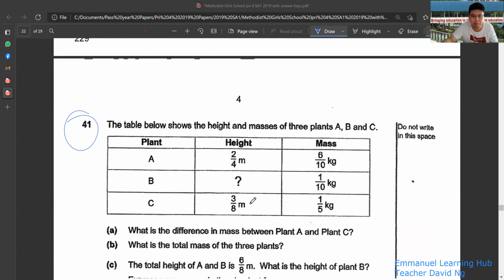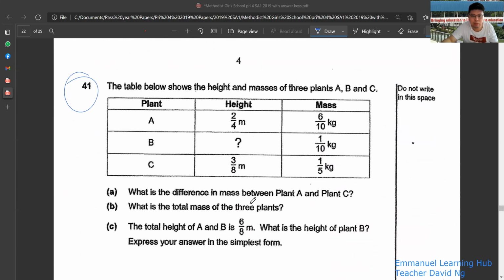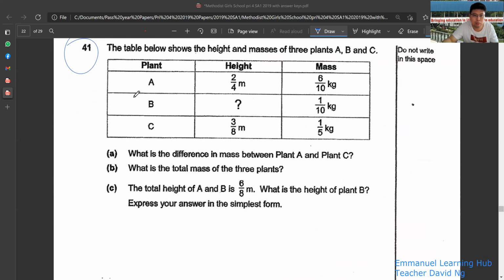Okay, 41. The table shows the height and mass of 3 plants, A, B, C. What is the difference in mass between plant A and plant C?